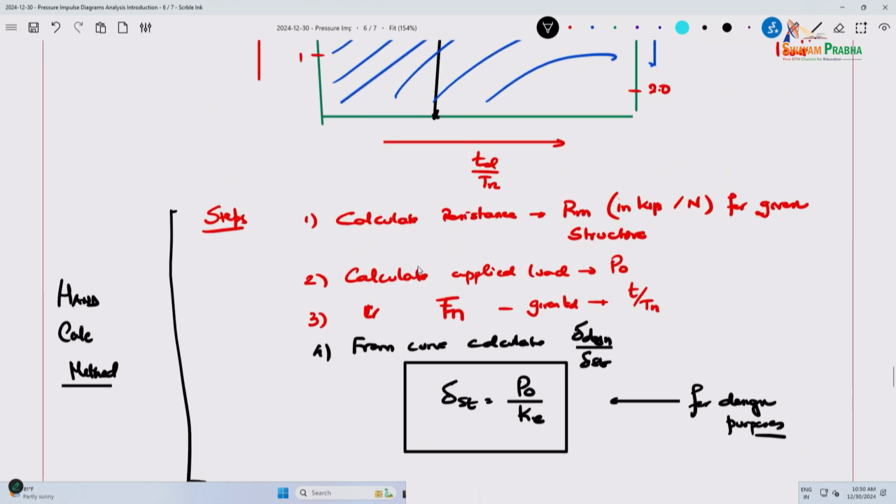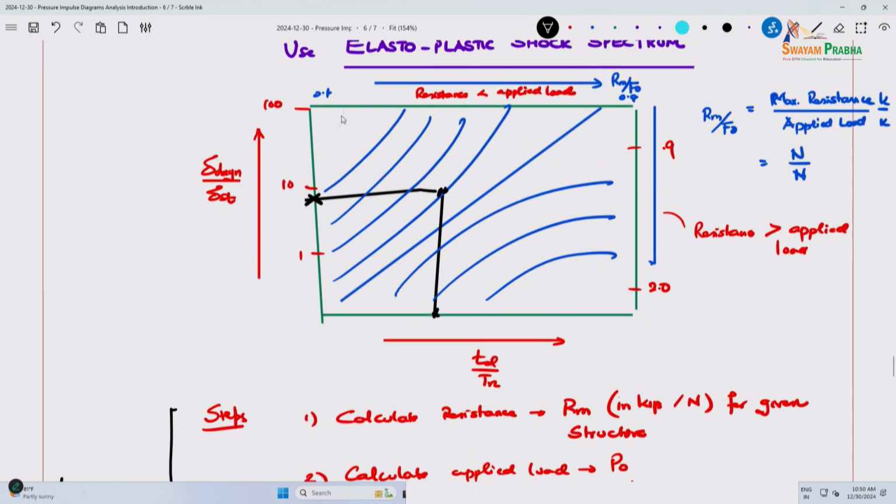Again, from experience, given your RM, applied load, and your resistance, you might find your delta dynamic to delta static is 55. That makes sense? I don't know. How do you know? Find some other way to get some numbers and see if that really makes any sense. Any questions so far?